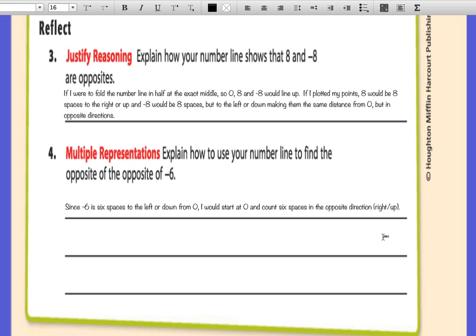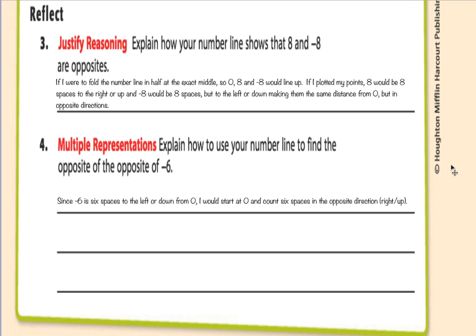So again, it's always just counting the same number of spaces, just making sure that they are in opposite directions. So if one is down, then you plot the other one by going up. If one is right, you plot the other one by going left, but you have to count the same number of spaces. So if you plot a 3 and a 4, you did something wrong.